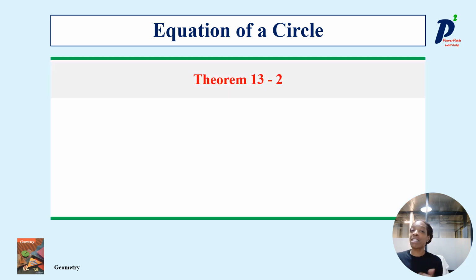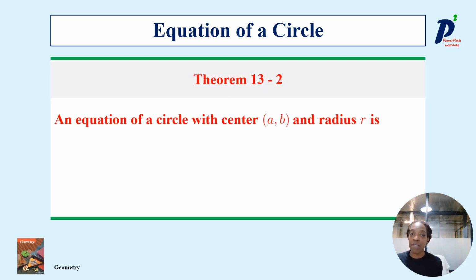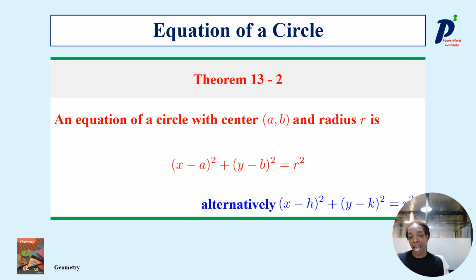The formal theorem is as follows. An equation of a circle centered at the point (a, b) with a radius of r is (x minus a) squared plus (y minus b) squared equals r squared. In this book, (a, b) is used for the coordinates of the center, but keep in mind that in most other textbooks, the coordinates of the center are (h, k).